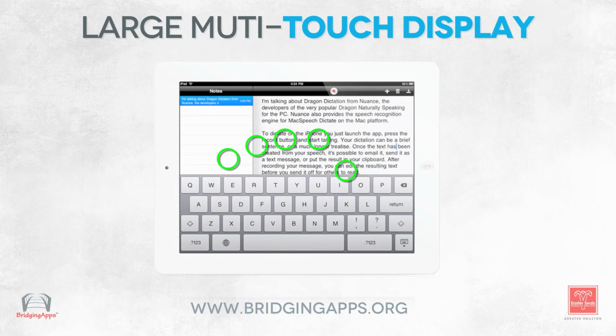Where this contrasts to, let's say, a small multi-touch display like an iPhone, for a user with physical impairment, hitting a target on an iPad, a larger target, is much easier than hitting a smaller target on an iPhone, as an example.